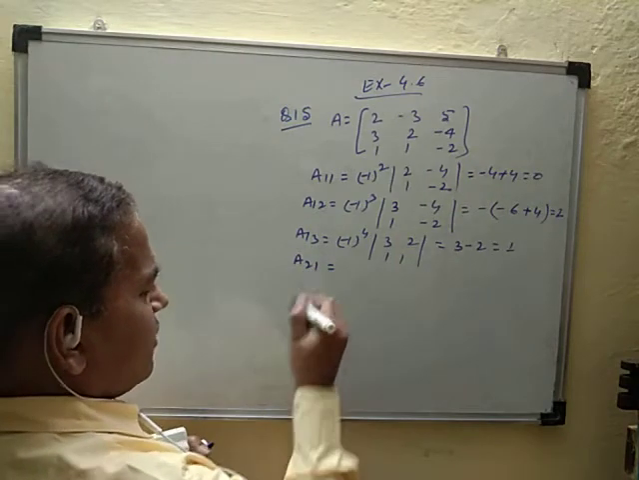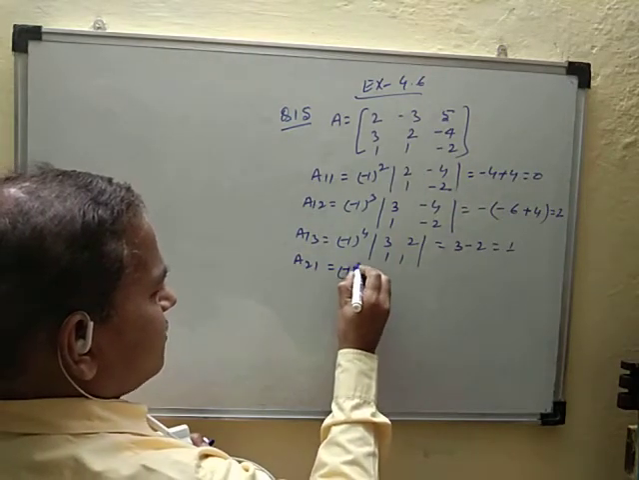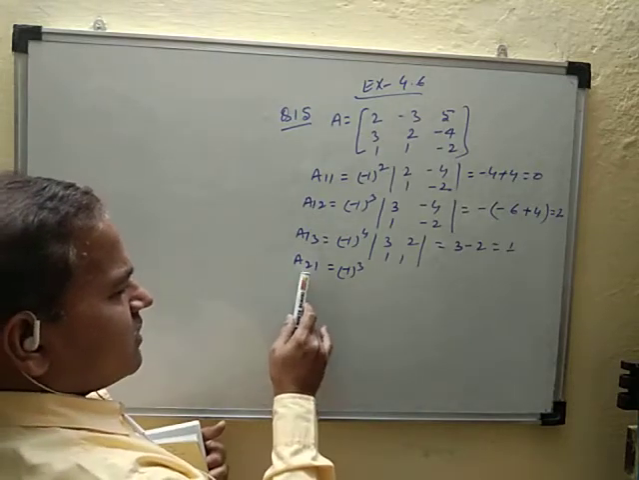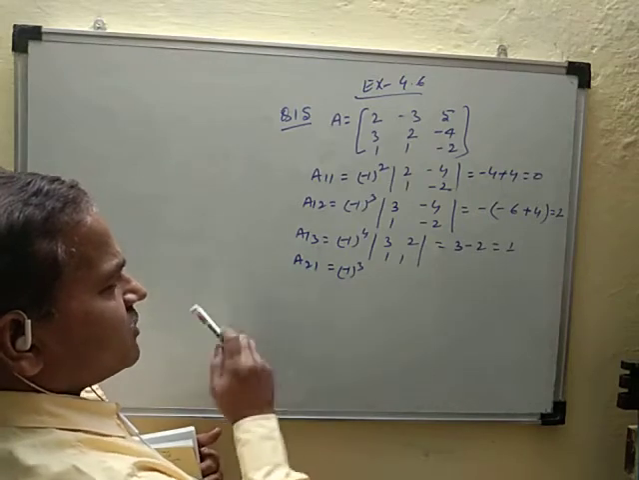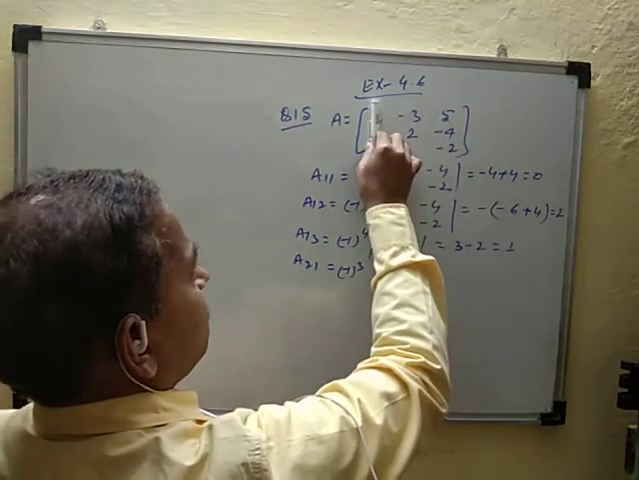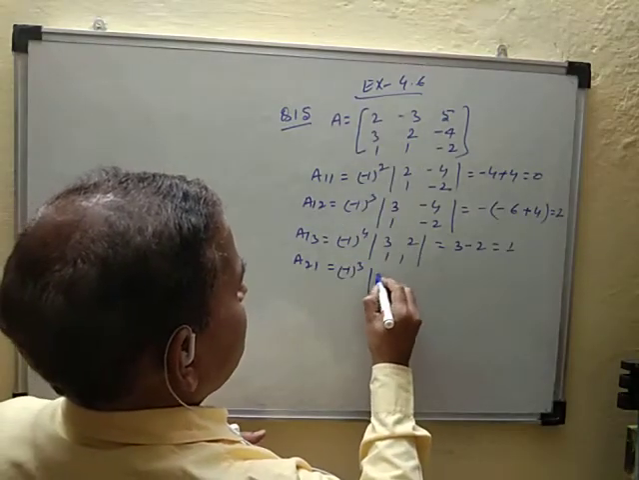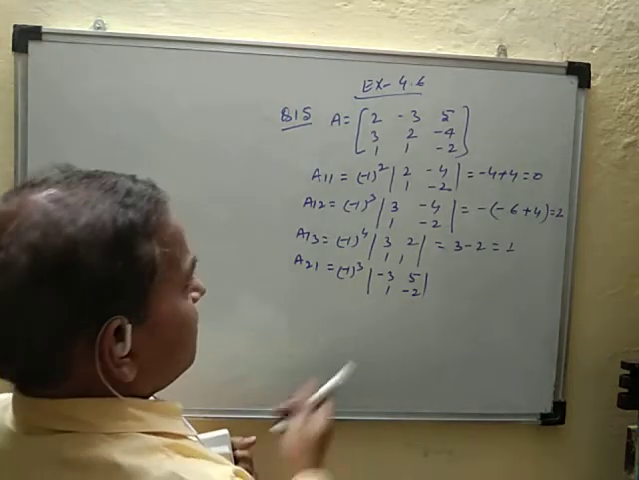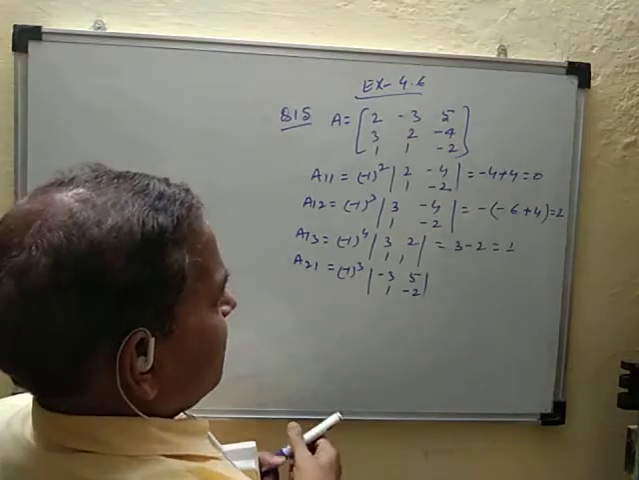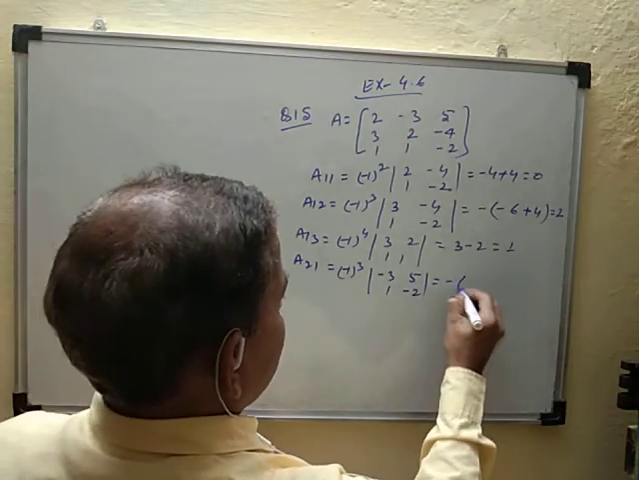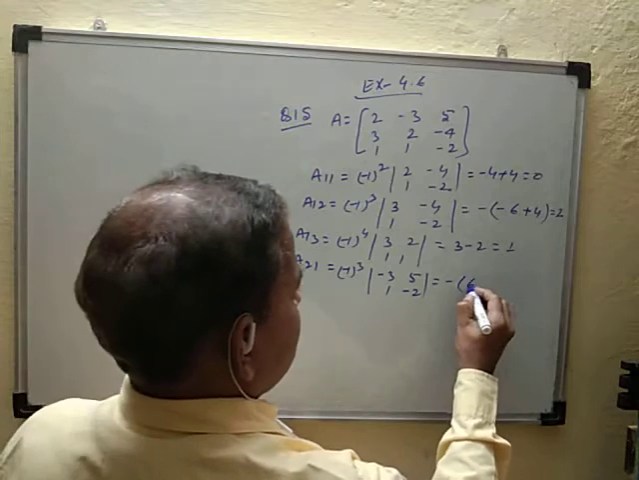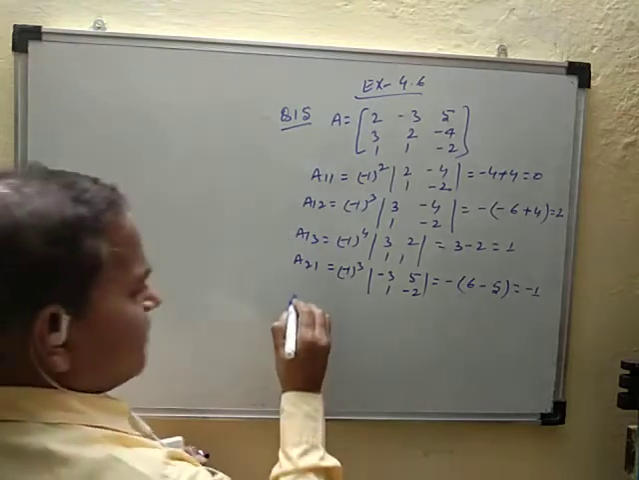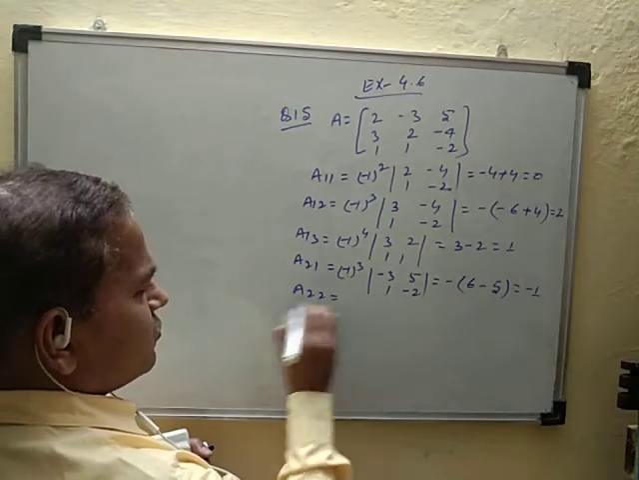Now find A21, that is minus 1 to the power 1 plus 2 plus 1, that is 3. आप इसमें क्या डिलीट करोगे? सेकेंड रो एंड फर्स्ट कॉलम डिलीट. क्या बच गया एलिमेंट? minus 3, 5, 1 and minus 2. Second row and first column. So this becomes minus. Then minus 3 into minus 2, 6. Then minus 5. So becomes 1. That is minus 1.